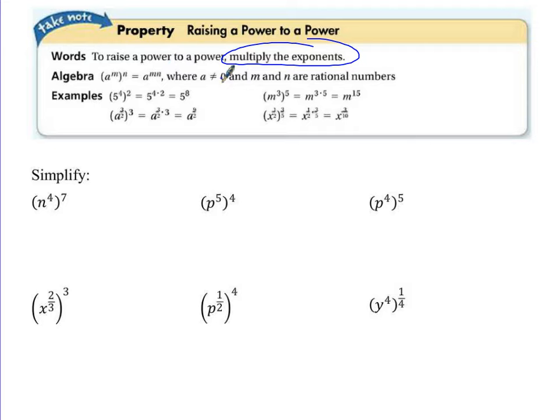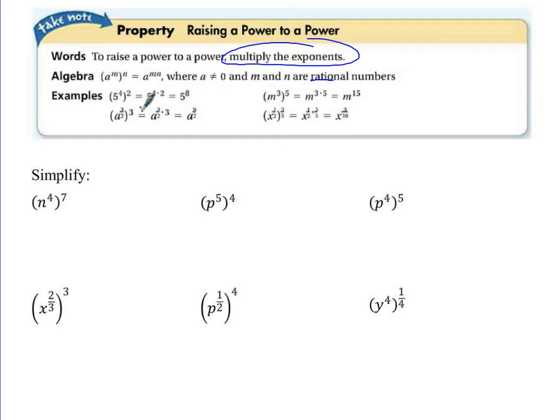Again, a can't be equal to 0, and we've talked about that before. M and n are rational numbers. What are rational numbers again? Fractions and integers. The word ratio is in rational. That's a fraction or an integer. So as long as you have fractions or integers, you can raise the power to a power. You can multiply them together. So the examples: 5 to the 4th squared becomes 5 to the 8th. M to the 3rd to the 5th becomes m to the 15th. We're just multiplying.